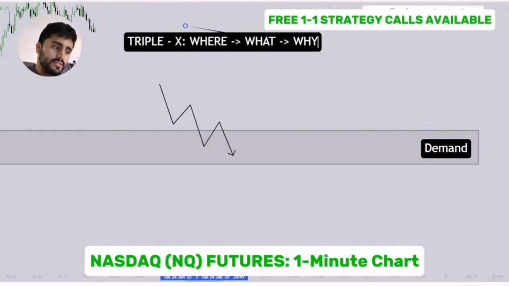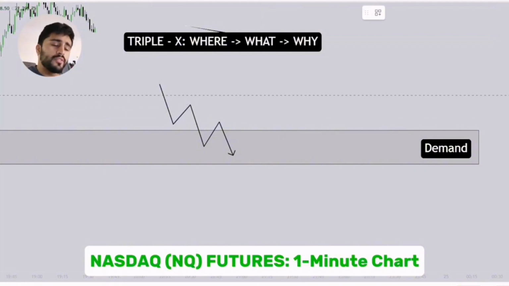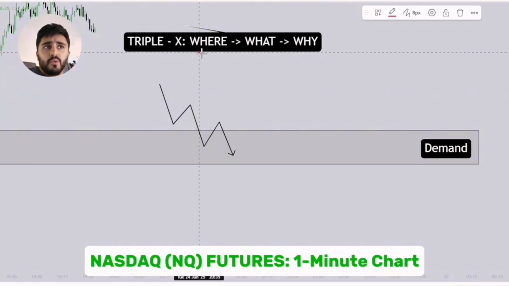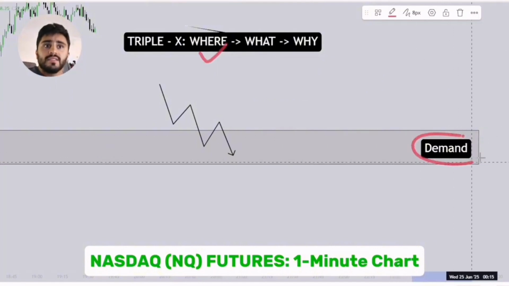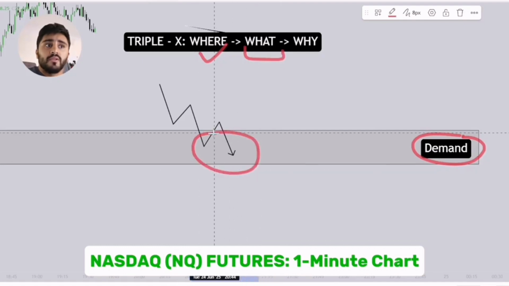And so the XXX model is important because you need to always have these three things ticked before you take a trade, right? So often the best trading is simple trading, and simple trading comes from having less steps, not more steps. So once you know where to trade from, i.e. you have this demand zone, you know what you're looking for. So buyers and sellers, you want to know what's going on over here.